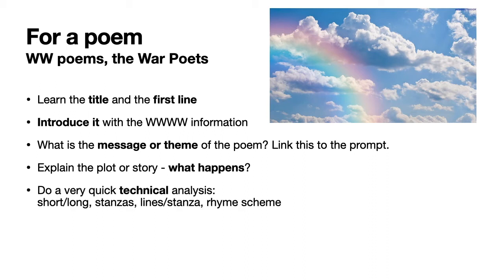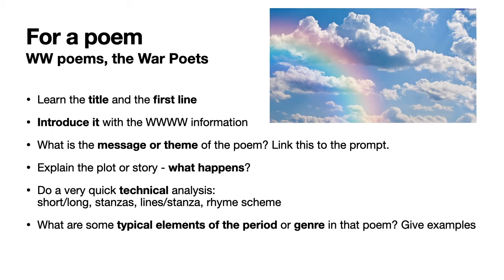Say how long it is, how many stanzas it is, how many lines per stanza, and the rhyme scheme. For example, Daffodils is a short poem of 4 stanzas. Each stanza is 4 lines long, and there is an alternating rhyme scheme, A, B, etc. And then, give some typical elements of the period that are specific to that poem and give examples.